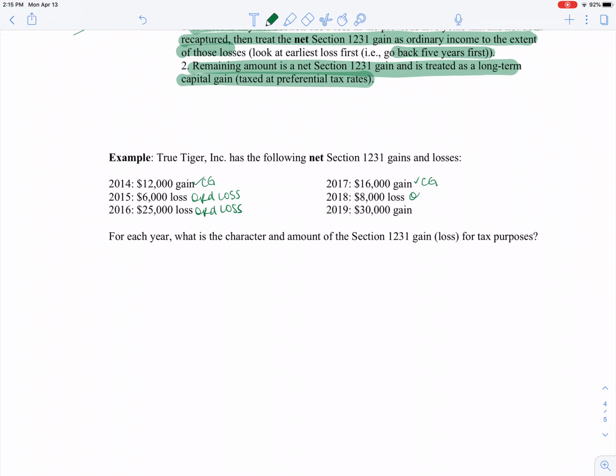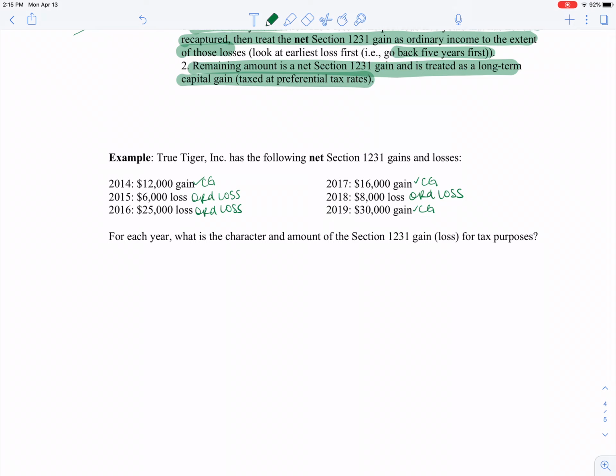2018, there's a loss. That would have gotten ordinary loss treatment. And then finally in 2019, there was a $30,000 gain that would have gotten capital gain treatment. So what the 12-year look-back rule tells us is when you have a gain, you need to look back and see if you've taken any losses that would be ordinary losses in the last 5 years.